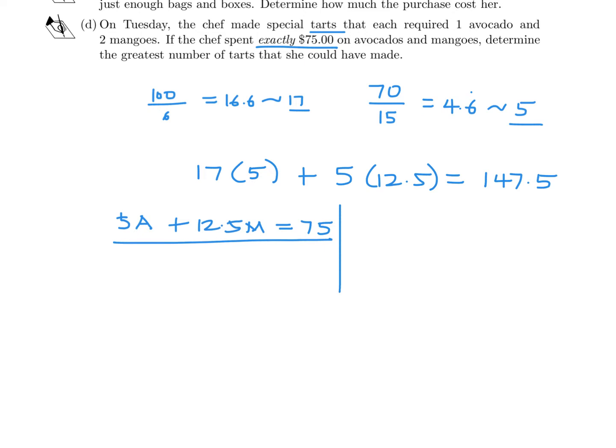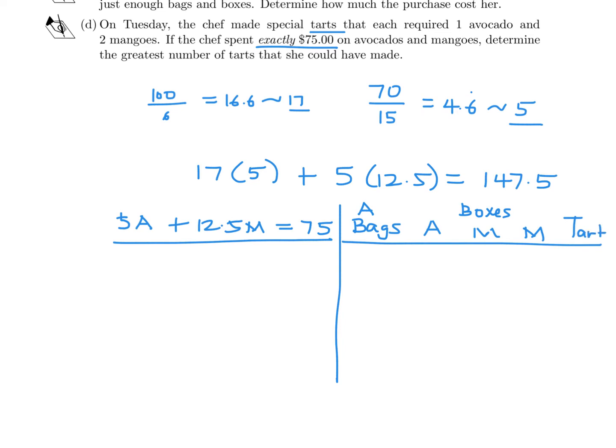So I think we're going to have to make a table here and sort of experiment. So I'll put the number of bags, avocado bags, number of avocados, number of boxes of mangoes, number of mangoes, and then the number of tarts. Working, of course, with that equation. Okay, so let's just start. We've got to have some tarts, right? So that means we've got to have at least some mangoes. Let's just start with 1 here.